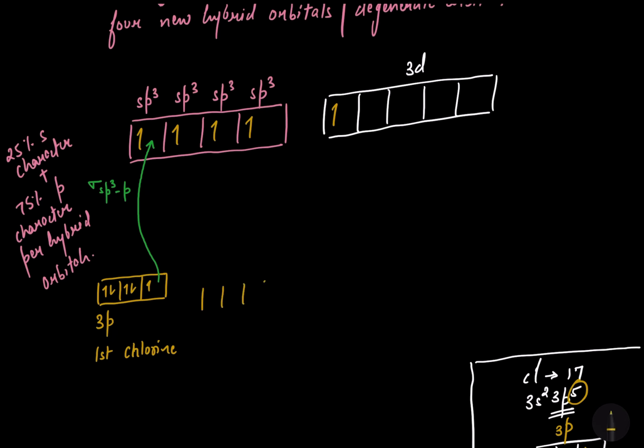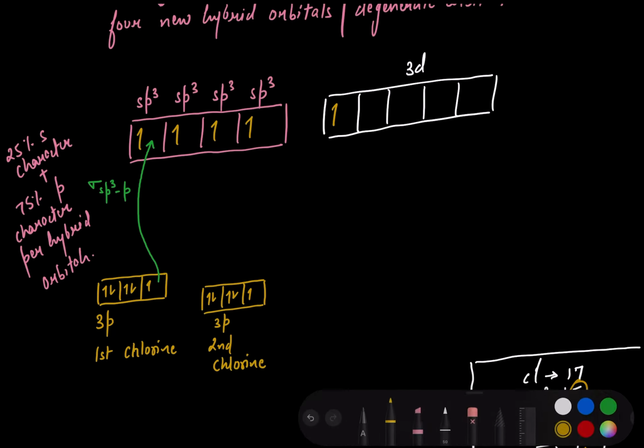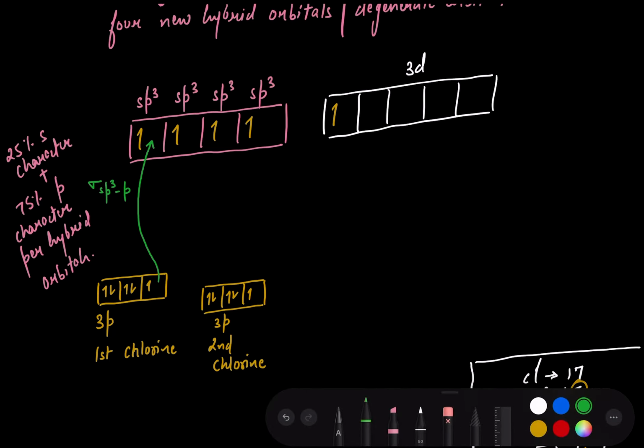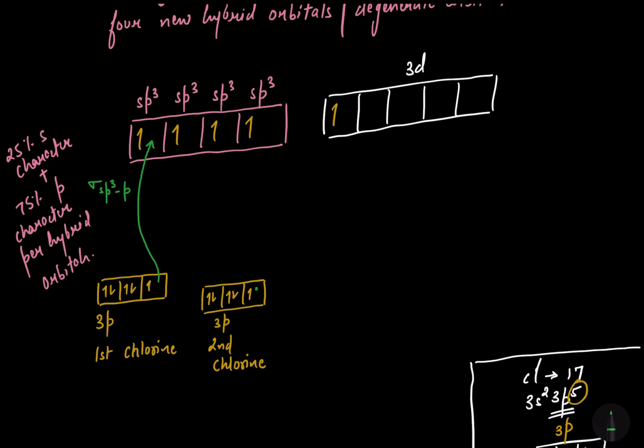I am making the 3p subshell of the second chlorine. In total we have 3 chlorines. Now in chlorine we have 5 electrons in the 3p subshell. So that's first, second, third, fourth, fifth. Here also we are left with one 3p orbital which has 1 electron, which will have the head-on overlap with one of the sp3 hybrid orbitals of phosphorus to form the sigma bond.